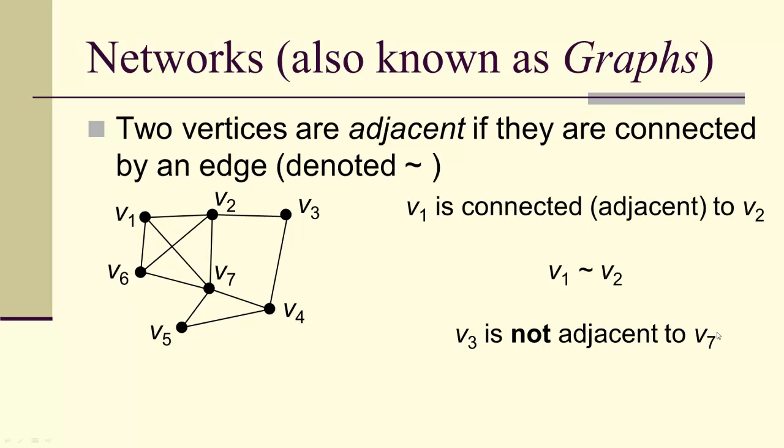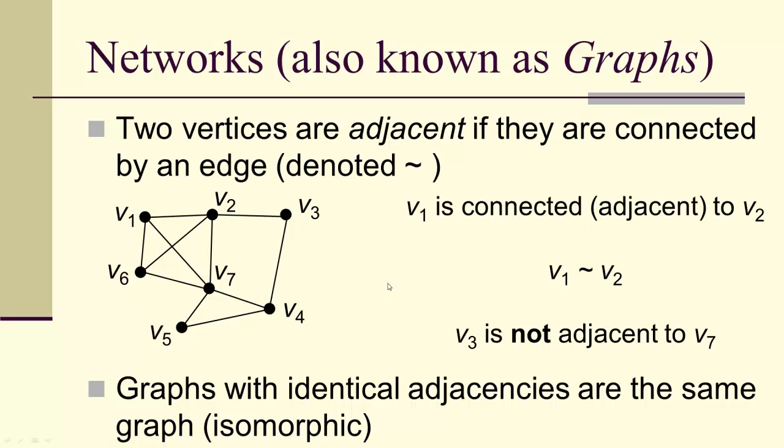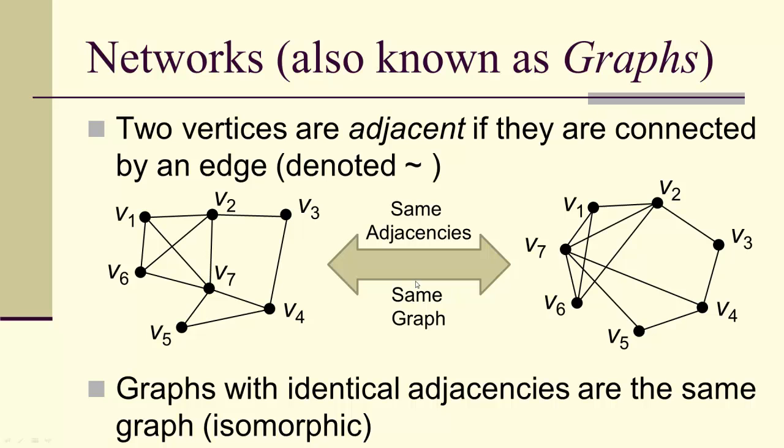Now, graphs with identical adjacencies are essentially the same graph. They're isomorphic. So if I have another structure and I can label the vertices so that I have the same adjacency relationships as the original, then we'll say those are the same graph, or mathematically precisely, they're isomorphic.